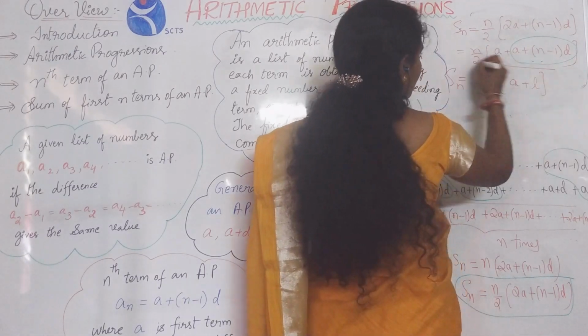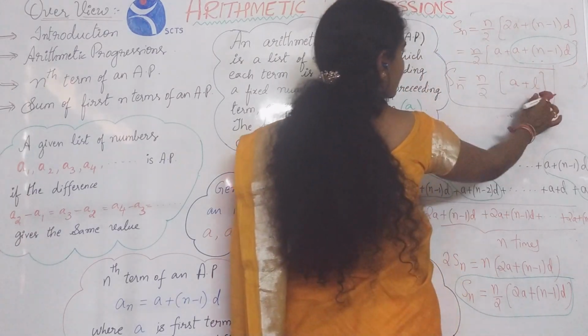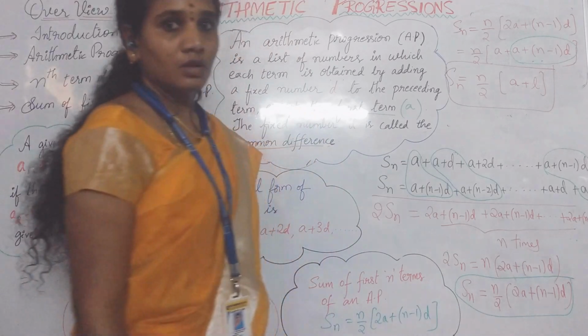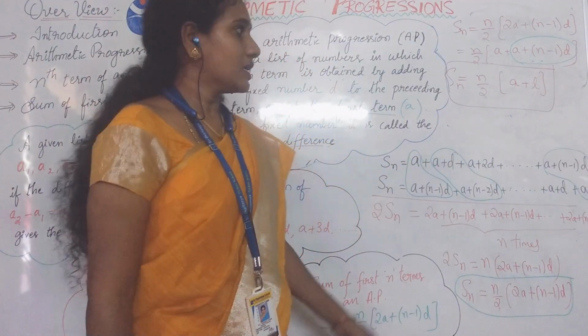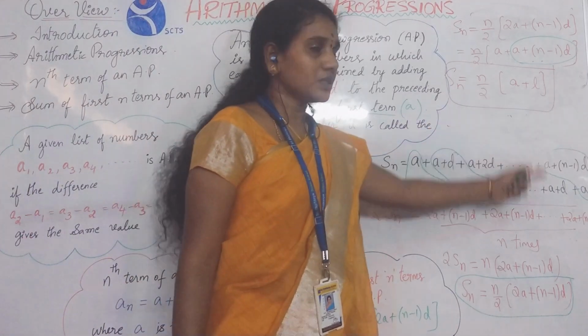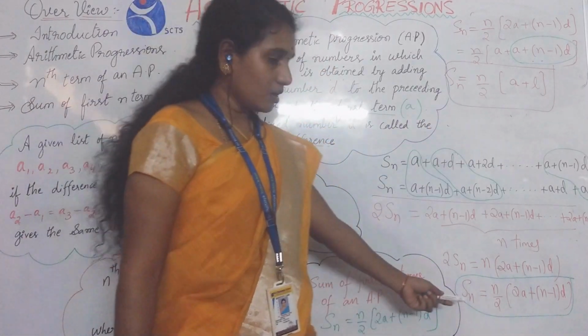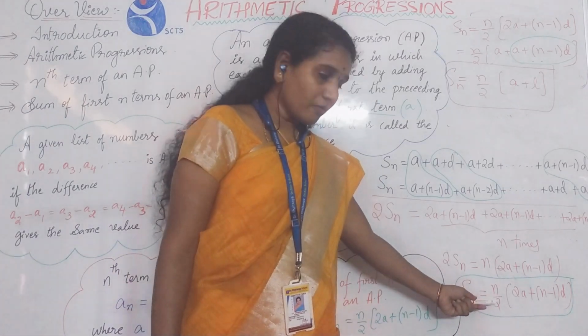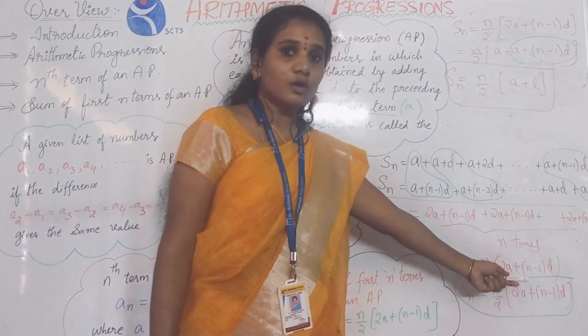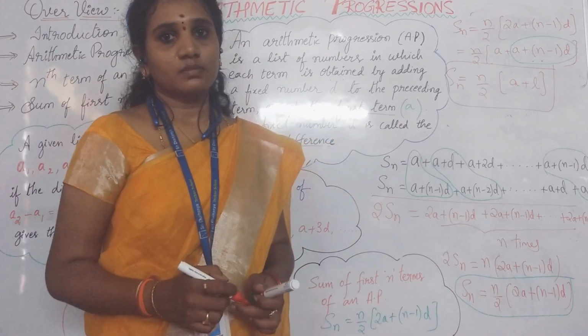So this is the formula when you know the first term and the last term and the number of terms to find the sum of n terms. This is the formula you use. Sn is equal to n by 2 into A plus L. And the earlier one is the formula you use to find the sum of n terms when the number of terms, the first term and the common difference are given.